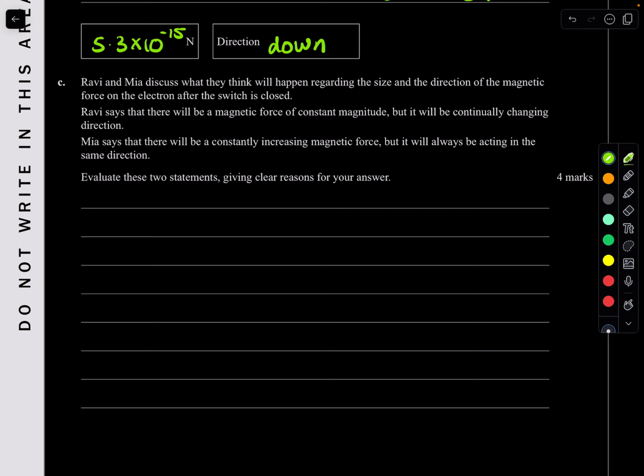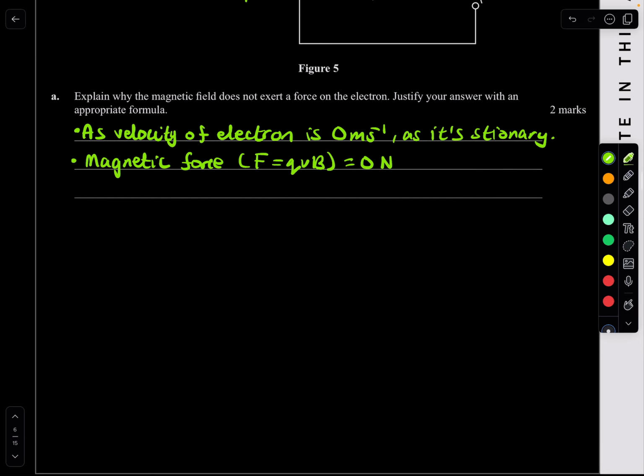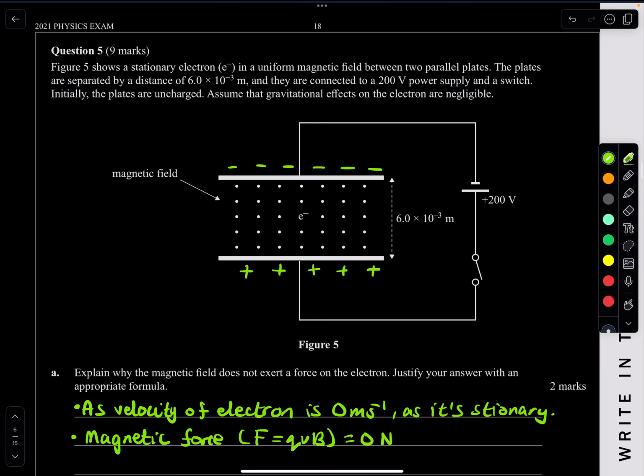All right, let's read what Ravi's saying. Ravi says that there will be a magnetic force of constant magnitude. Let's think about this. Before the switch is closed, we know that the velocity is 0. In terms of magnetic force, remember magnetic force is QVB. So before the switch was closed, the velocity is 0. It was stationary, so the force is 0.